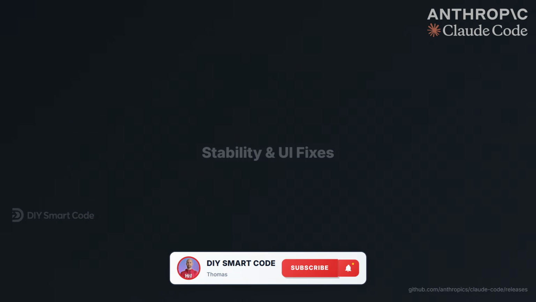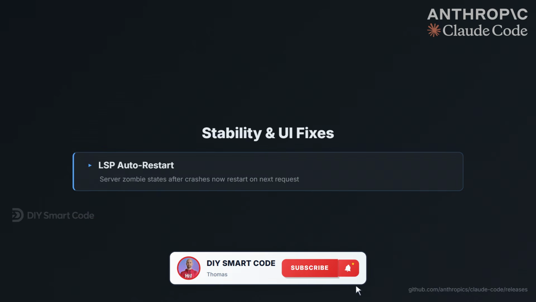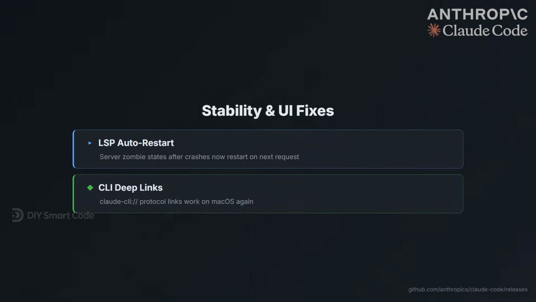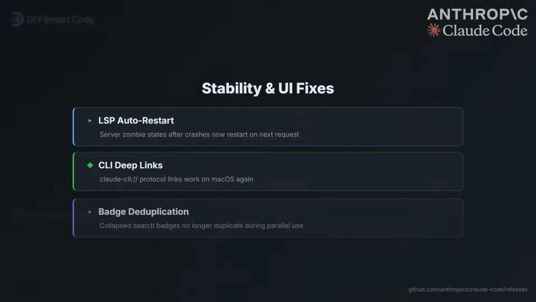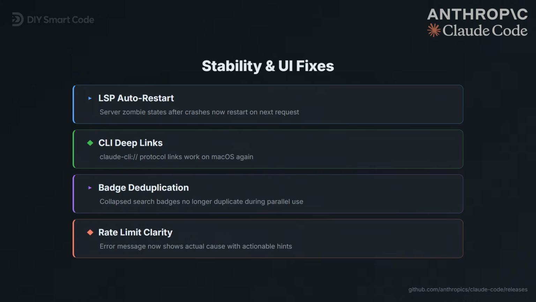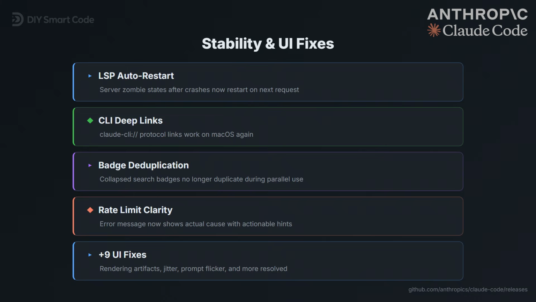A wave of stability fixes. LSP server zombie states after crashes now auto-restart on the next request. Claude CLI ID blinks work on macOS again. Collapsed search batches no longer duplicate during heavy parallel tool use. The misleading rate limit message now shows the actual error with actionable hints. Plus 9 more UI rendering fixes.